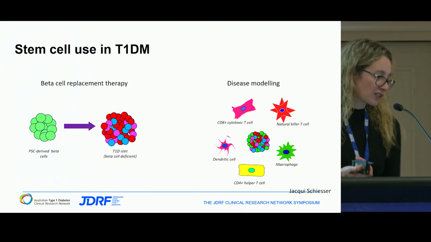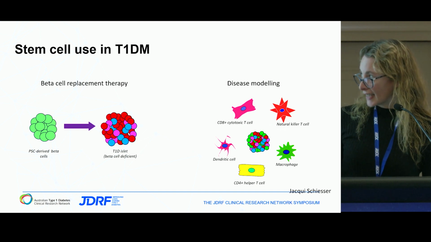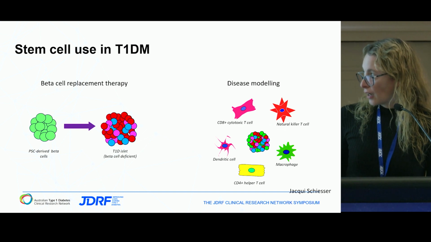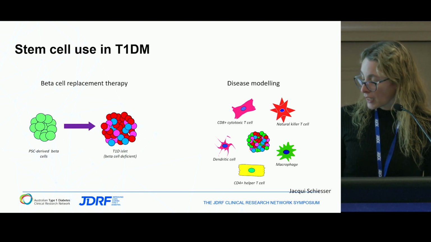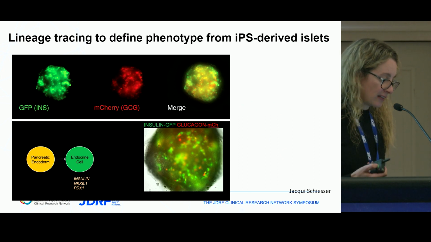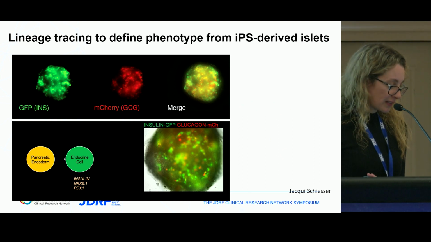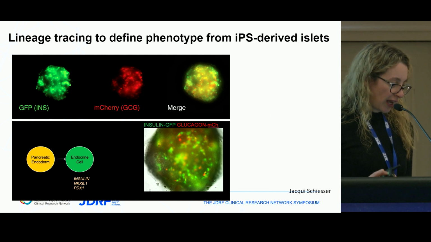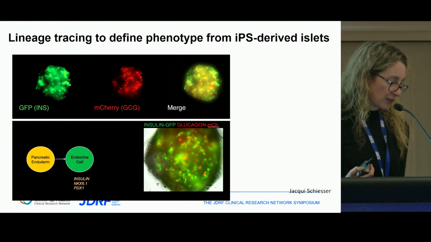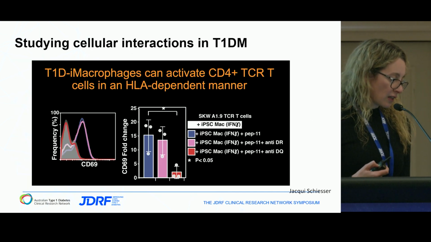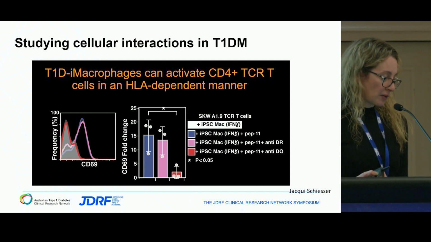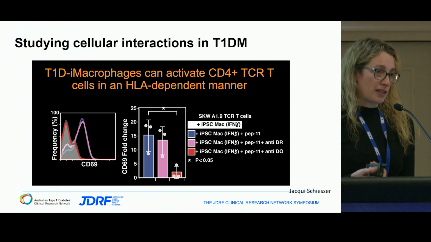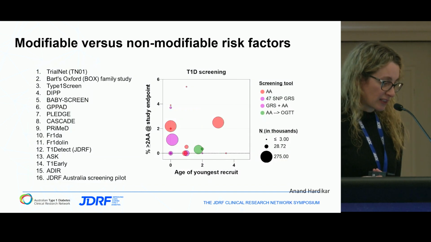And so Jackie Scheisser showed some really lovely data in terms of how we can use stem cell therapy to our advantage, either in terms of replacement of beta cell mass versus modelling of the disease process. And so these really pretty pictures with lineage tracing to demonstrate that you can drive cells in this fashion so that they're differentiated appropriately, but not 100% of the cells are differentiated, and also showing that you can use this methodology to study cellular interactions in type 1.